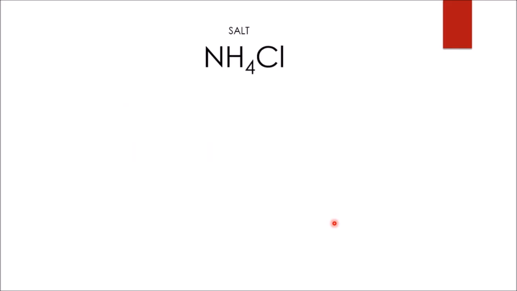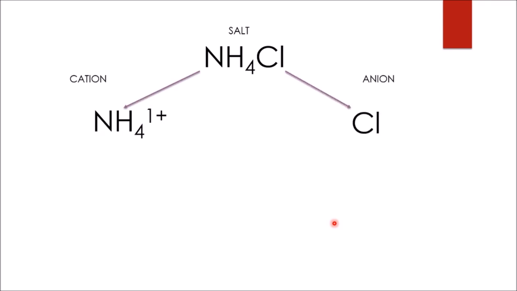Let's look at another example. We have another salt, NH4Cl. Now we divide NH4Cl into its cation and the anion. The cation in this case is NH4+, and the anion in this case is Cl-. Okay, so हमें पता है NH4+ कौन सी बेस से हमें मिलता है, हमें NH4OH से. NH4OH कैसी बेस है? It is a weak base.